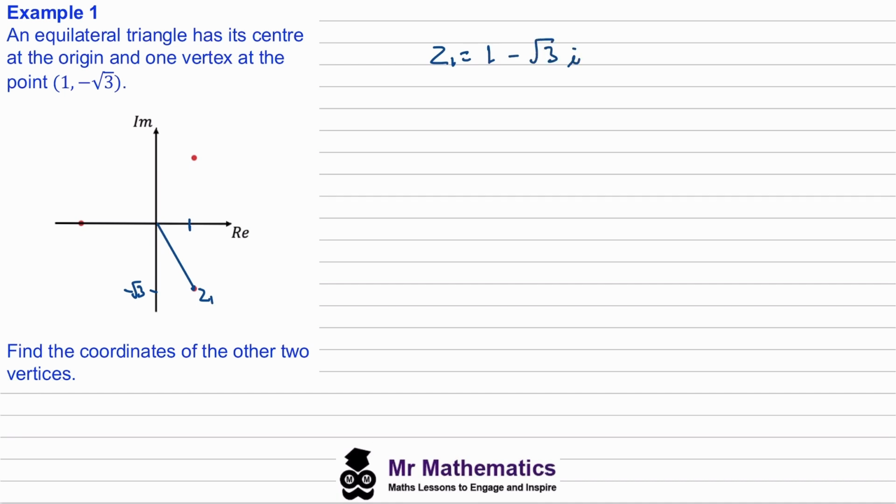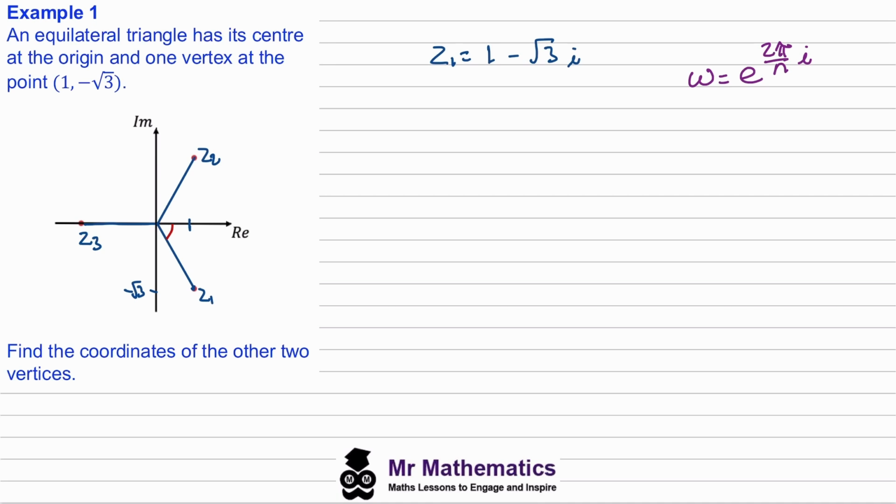So what we need to do is to write each of these points also as a complex number. If we say this is Z2, and this one is Z3. So to work out Z2 and Z3, we're going to use a special complex number called omega. And this is e to the power of 2 pi over n i. And I'll show you where this argument comes from.